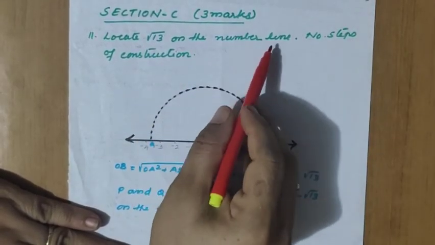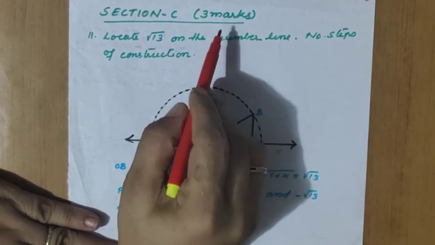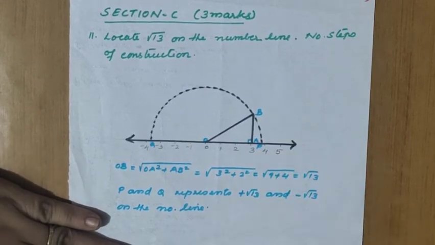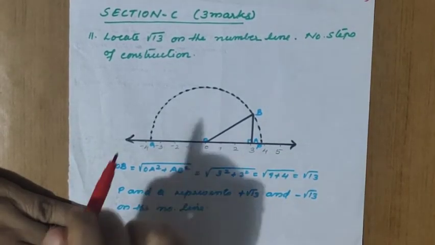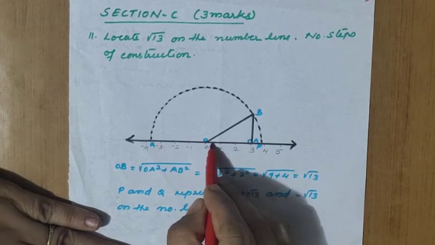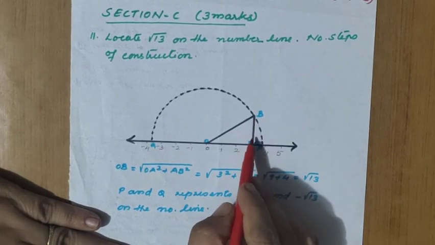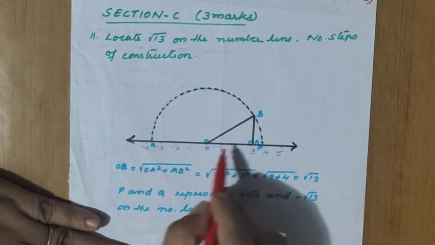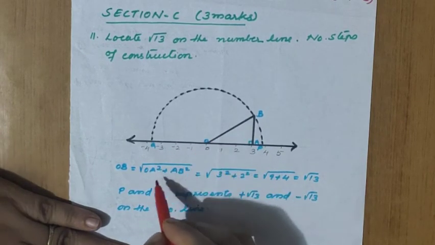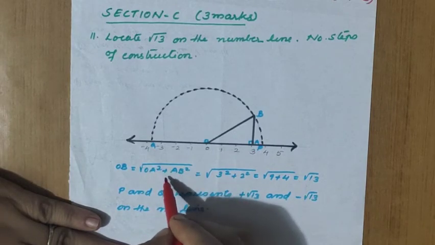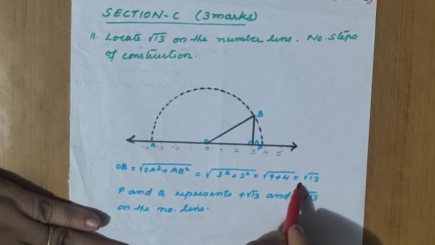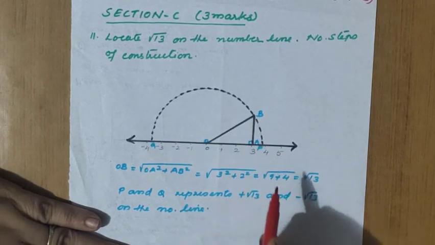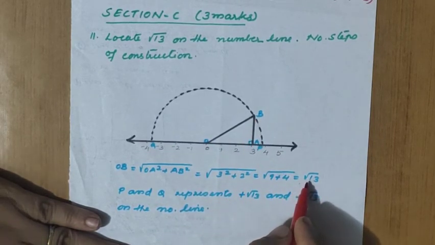Locate root 13 on the number line. No steps or constructions. 3 mark question only. So here first we have to completely draw the number line, and we have to apply the Pythagoras theorem for getting root 13. We have taken the base as 3 and the height as 2 centimeters. So with 3 and 2, by Pythagoras theorem, OB is the hypotenuse. OB equal to root of OA square plus AB square. Substitute this as 3 square plus 2 square, because we have taken the base 3 and the height distance is 2. So finally it is root 13 only.